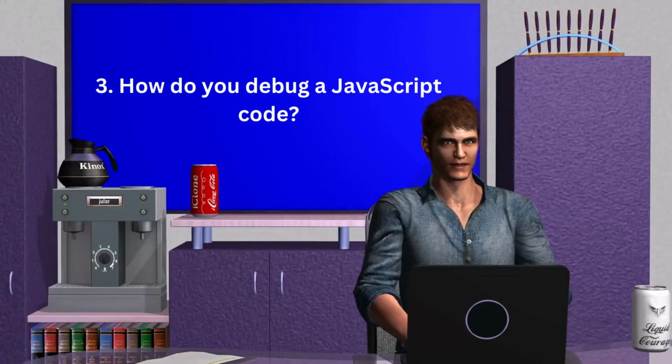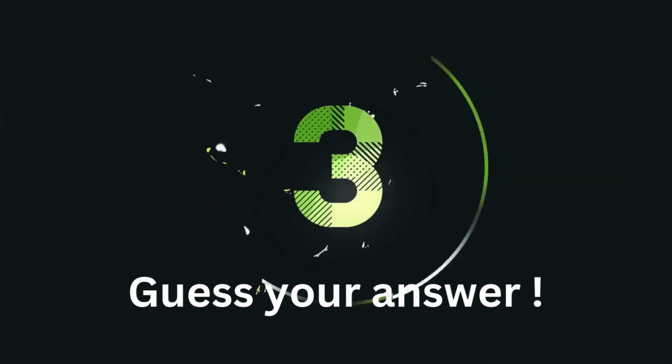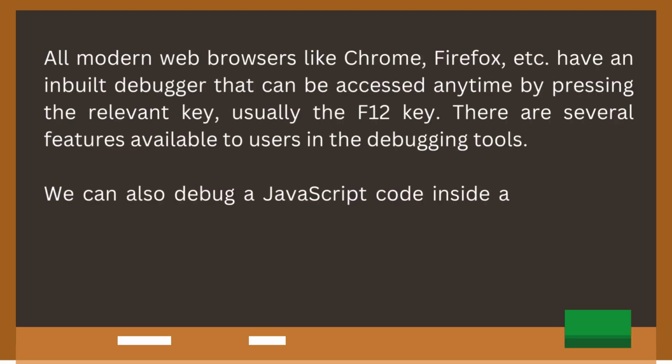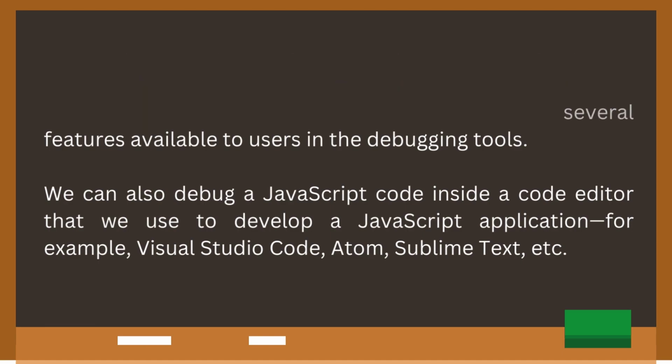3. How do you debug a JavaScript code? All modern web browsers like Chrome, Firefox, etc. have an inbuilt debugger that can be accessed anytime by pressing the relevant key, usually the F12 key. There are several features available to users in the debugging tools. We can also debug a JavaScript code inside a code editor that we use to develop a JavaScript application. For example, Visual Studio Code, Atom, Sublime Text, etc.